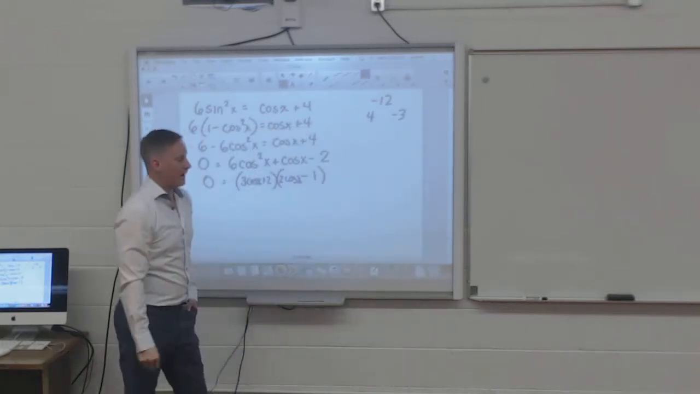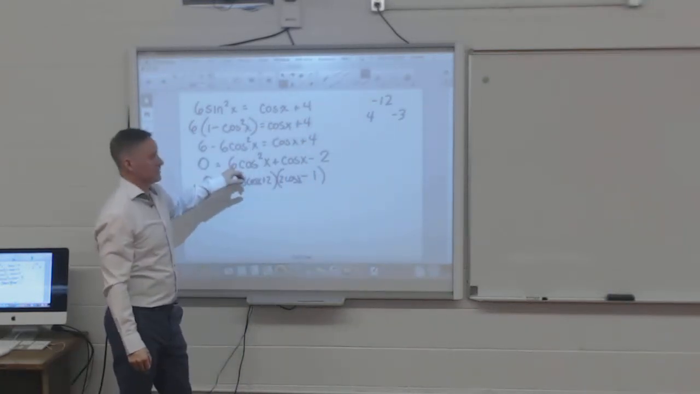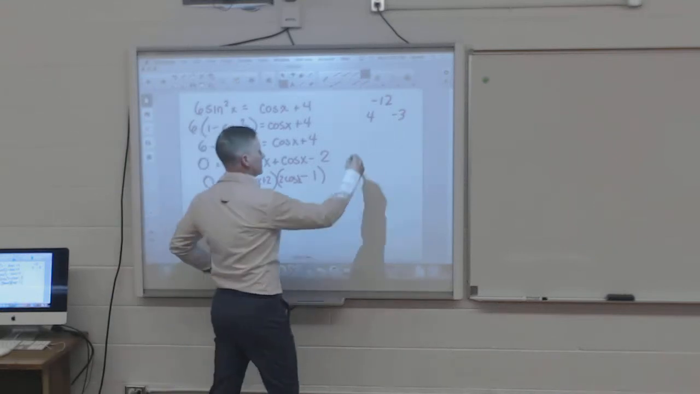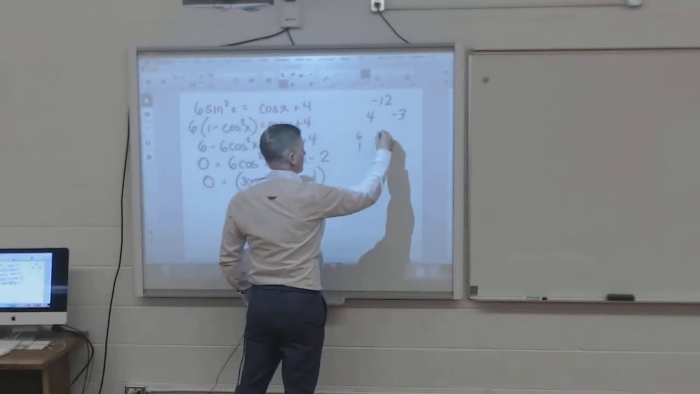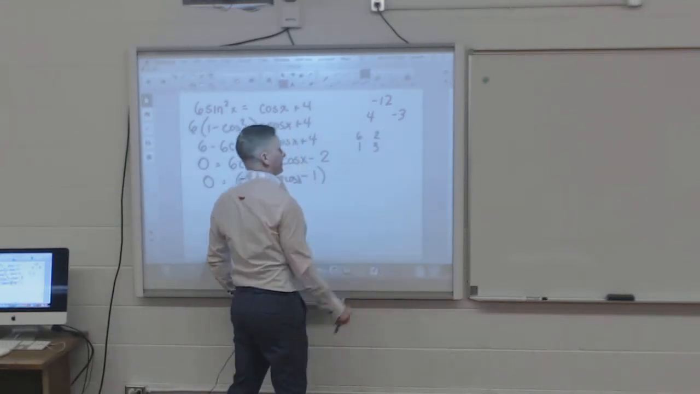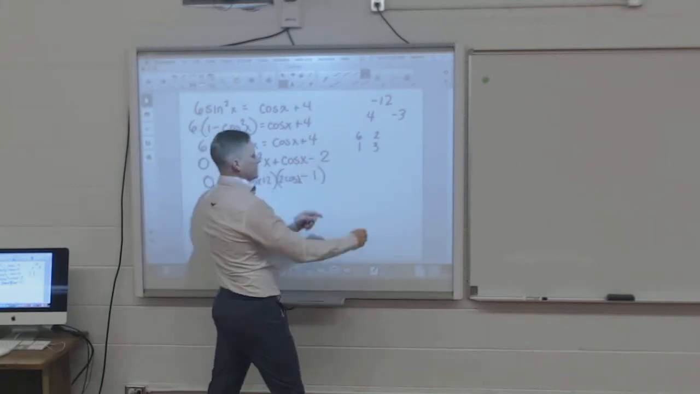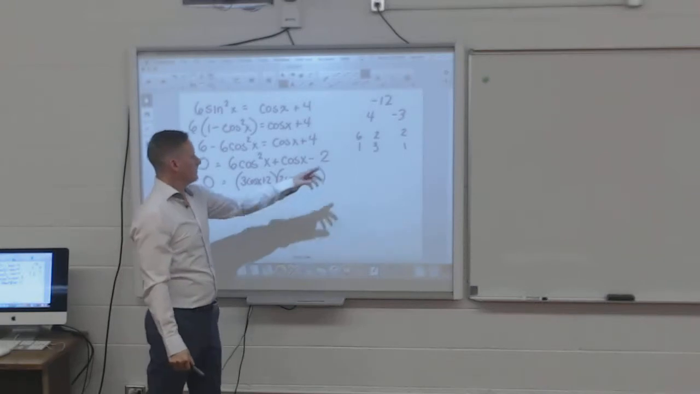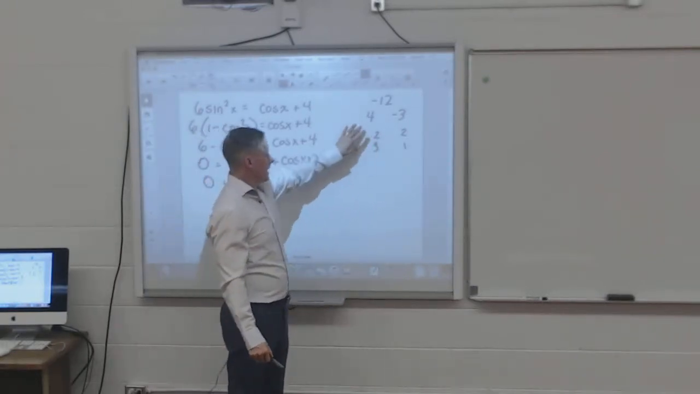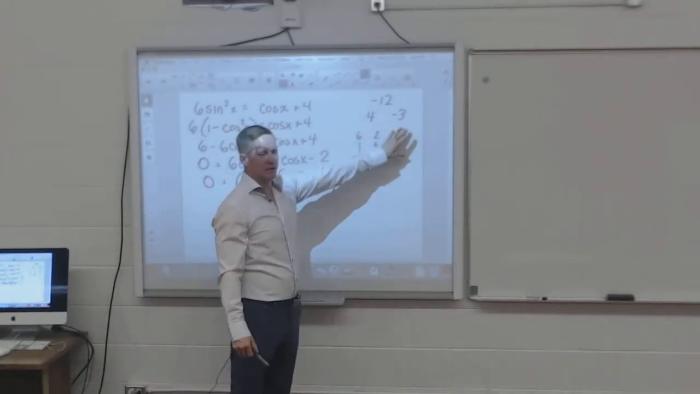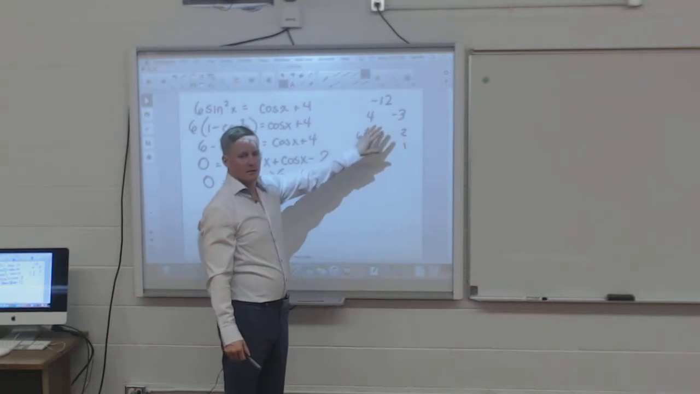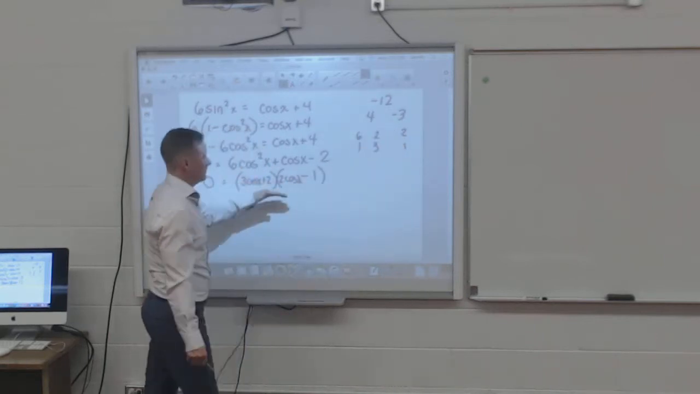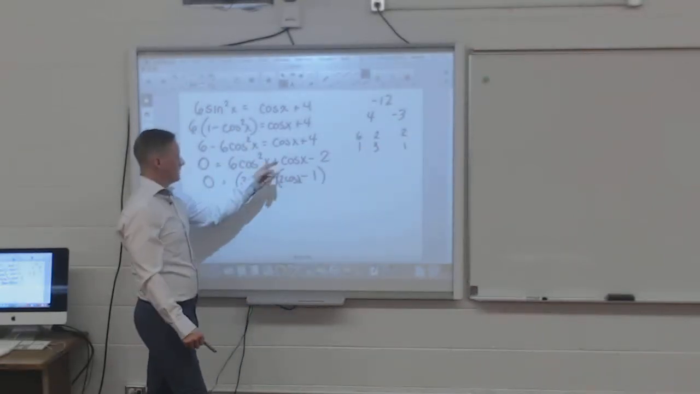So now I need to figure out how I get the factors of 6. The factors of 6 are 6 and 1, 2 and 3. And the factors of 2 are 2 and 1. I have to multiply these two numbers by these two numbers such that I get a negative 1 or a plus 1 here.